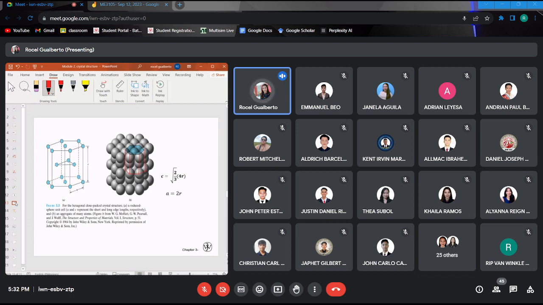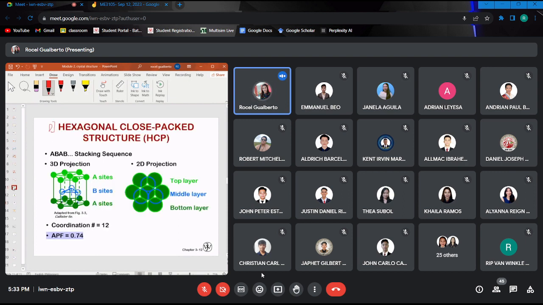So, different po siya doon sa tatlo. Kasi yung tatlo, they are all cube. Dito po, ang pinat natin sa kanya is in a form of a hexagonal prism. So, we go back to HCP. This follows an AB-AB stacking sequence. So, on the 3D projection, ito po yung AB na sinasabi ko. A site, B site, A site, tapos kasunod po ulit niyan, B site.